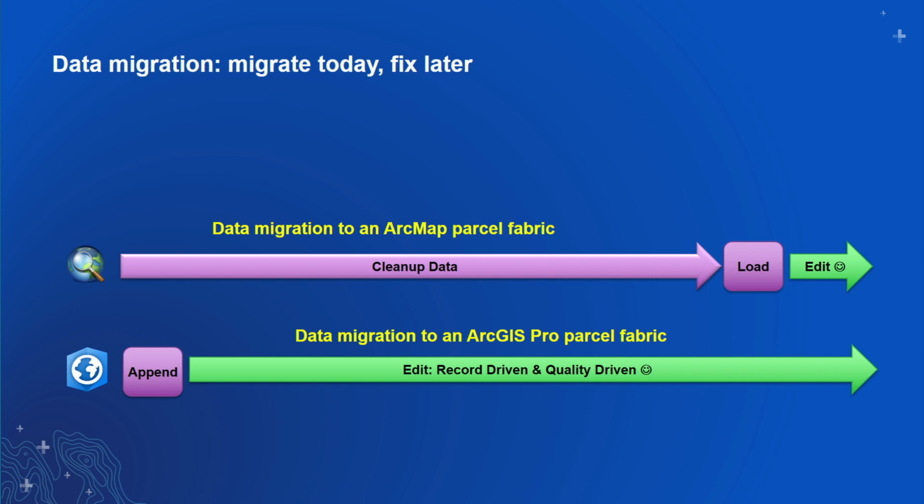All right, so how do we migrate into the fabric? This is when you are not in a Parcel Fabric for ArcMap and you have feature classes and you want to come into Pro. Well, in ArcMap, we required you to do extensive data cleanup. We needed a very clean topology, no errors, to load into the Parcel Fabric, and that did make a lot of people very hesitant and delayed to migrate into the Parcel Fabric for ArcMap. But in ArcGIS Pro, you can straight up append right now and then fix later. So the idea is migrate today, use the append tool, get your data in, and then fix as you go. So Amir is going to go through those steps.